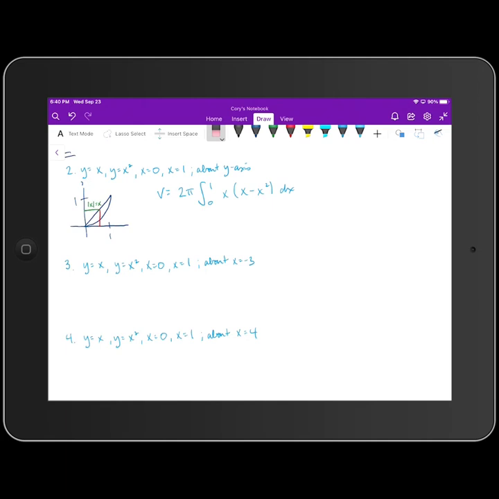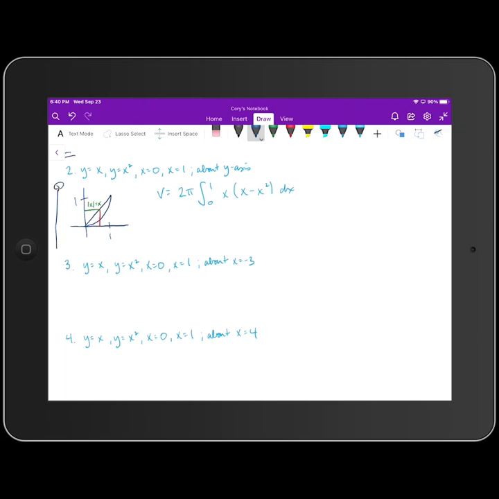Okay, so I'm not going to keep drawing the same image over and over and over again. We're going to take that graph that we drew up above and then we're going to apply it to number 3. Okay, so number 3, we're taking the area between y is equal to x, y is equal to x squared, x is equal to 0, and x is equal to 1. And this time we're rotating it about the line x is equal to -3, which is going to be over in here.